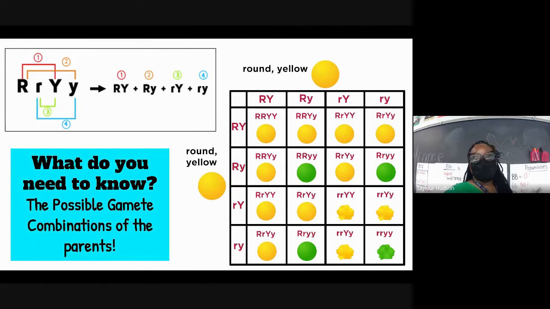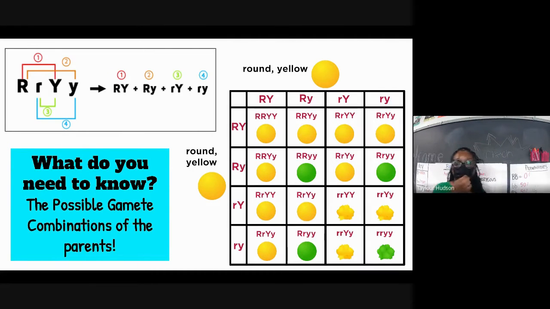Here's the good news. I don't want you guys to make a dihybrid Punnett square. Yay! You don't have to do that. I do need you to know how to set up the parents' gametes on the tops and the side. So what you will need to know is the possible gamete combinations, the allele combinations of the parents. That's all I need you to be able to do for dihybrid crosses. You won't have to fill in a Punnett square. Just know what would go on the top and the side of the Punnett square. Because those would be your gamete combinations.